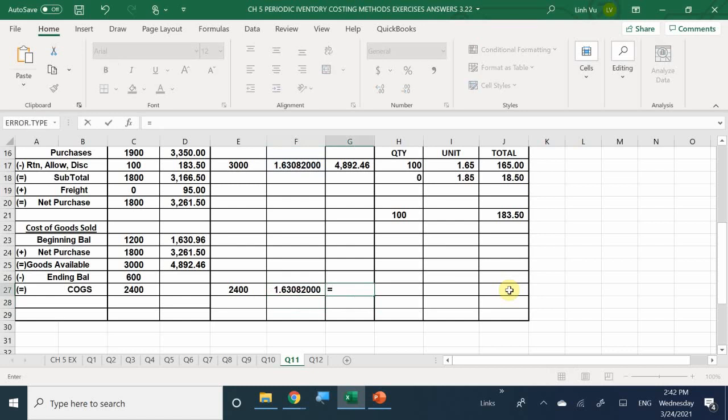Okay, so now let's go ahead and enter in our formula. We should use the round function because that right there is definitely not an even number to calculate. So I'm going to take my 2,400. I'm going to multiply it by my 1.63082. And I'm going to comma, because I want it to two decimal places. And then I'm going to press enter. So what is my total cost of goods sold?